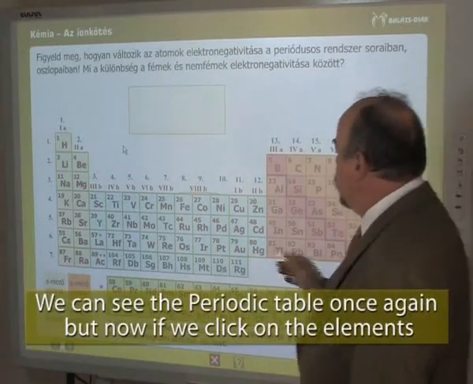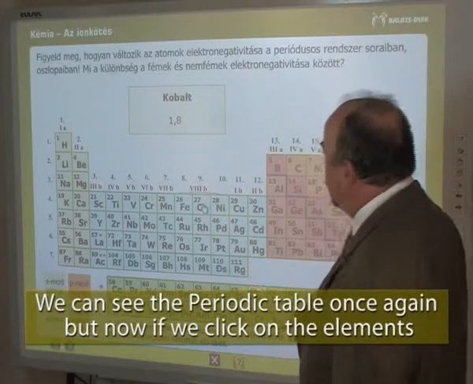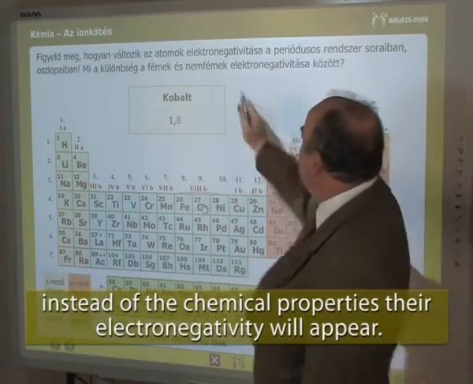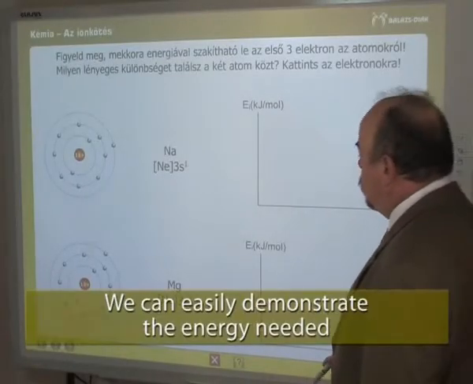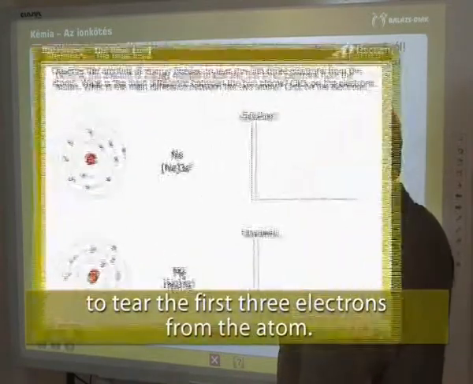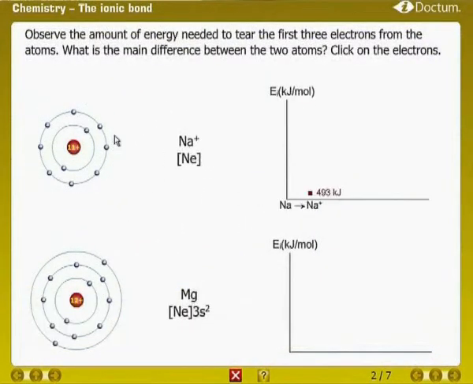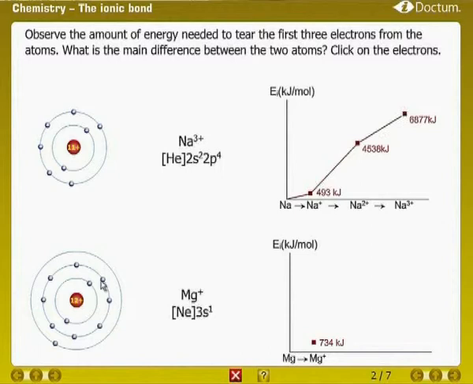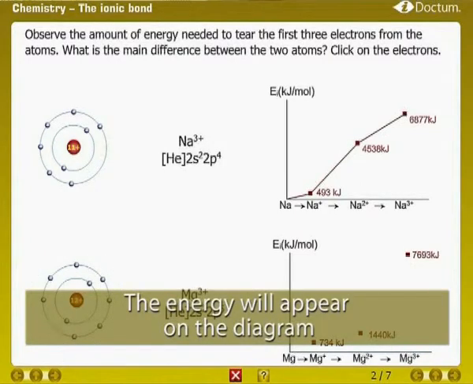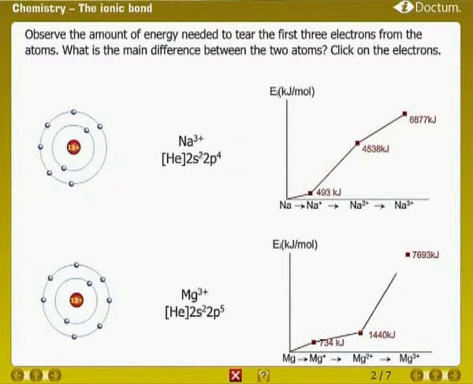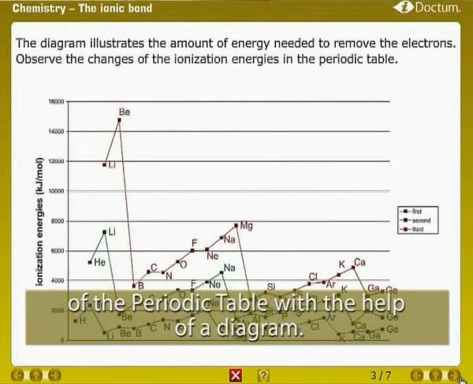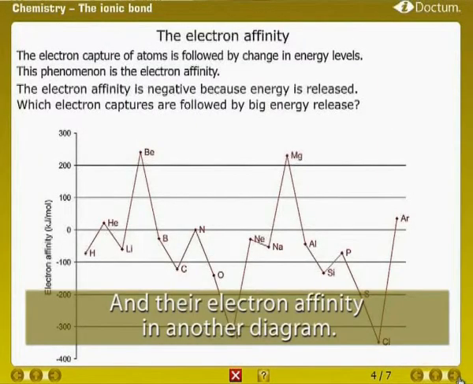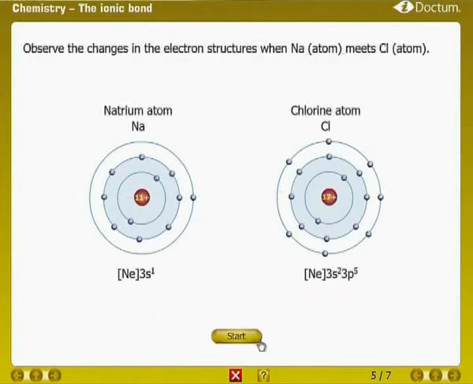We can see the periodic table once again, but now if we click on the elements, instead of the chemical properties, their electron negativity will appear. We can easily demonstrate the energy needed to tear the first 3 electrons from the atom. The energy will appear on the diagram. We can also show this energy for all the elements of the periodic table with the help of the diagram, and their electron affinity in another diagram as well.